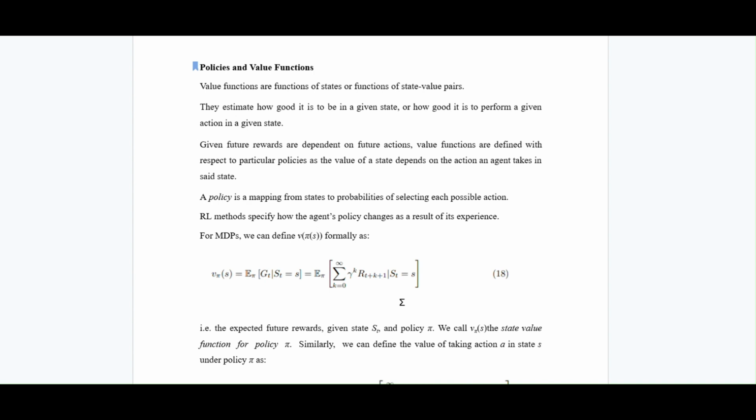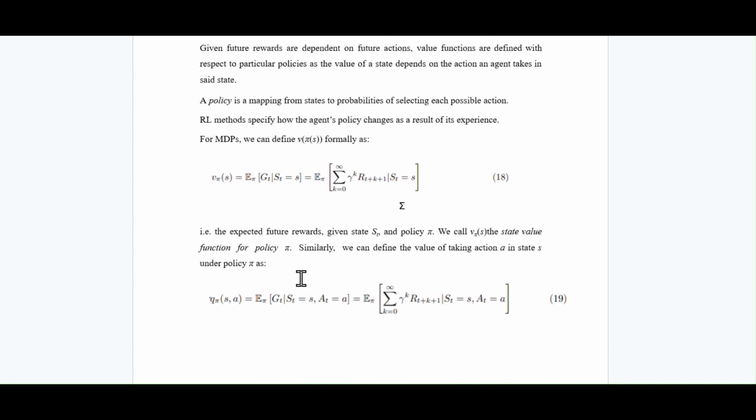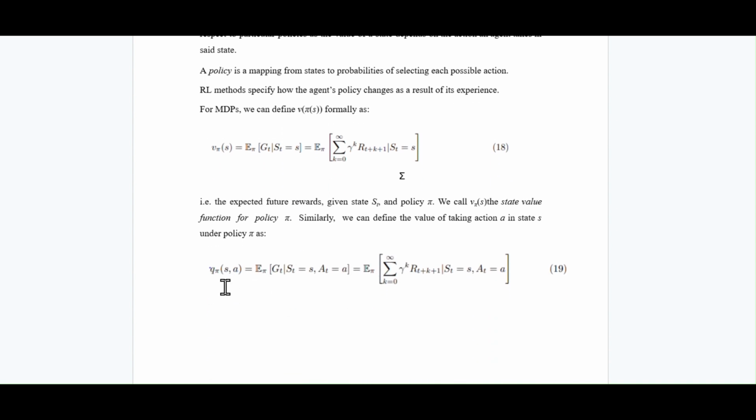And what is a value function? Value functions are nothing but the functions that estimate how good it is to be in a given state or to take a given action in a given state. So there are two types of value functions: the state value function and the action value function, where state value functions are denoted by V of pi. Next, action value functions are denoted by Q of pi of S, A.